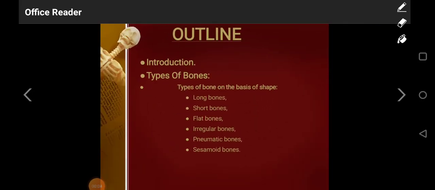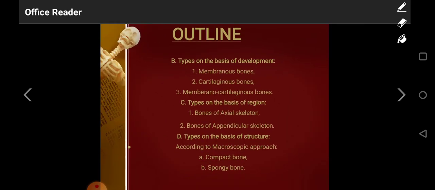Here I am going to tell you about the general anatomy of the skeletal system. This is the outline of the chapter. It includes the introduction of the skeletal system, types of bones on the basis of shape, then types of bones on the basis of development. Then we have types of skeletal system on the basis of region and types on the basis of structure.